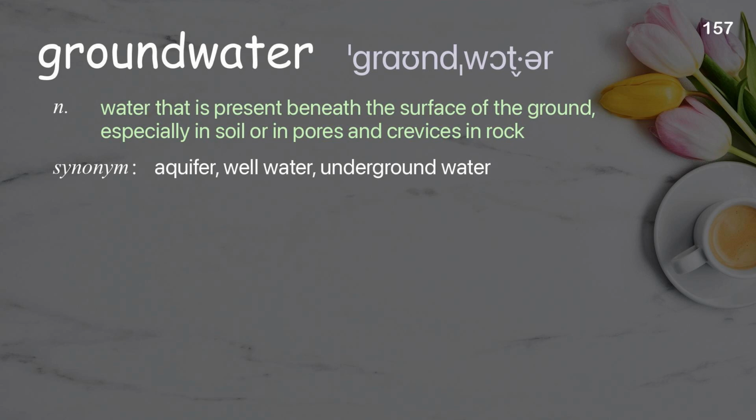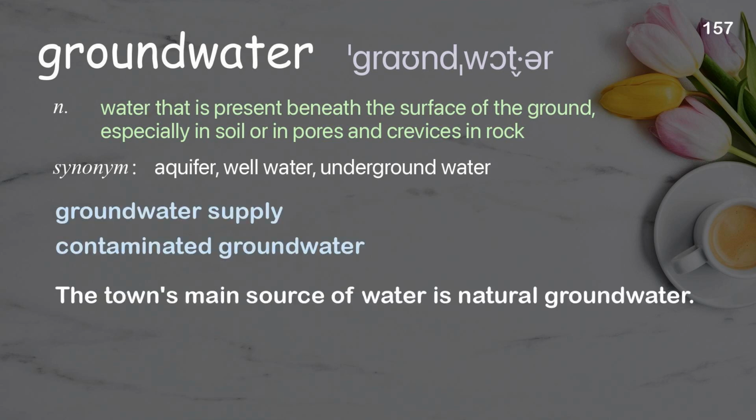Groundwater. Water that is present beneath the surface of the ground, especially in soil or in pores and crevices in rock. Examples: Groundwater supply. Contaminated groundwater. The town's main source of water is natural groundwater.